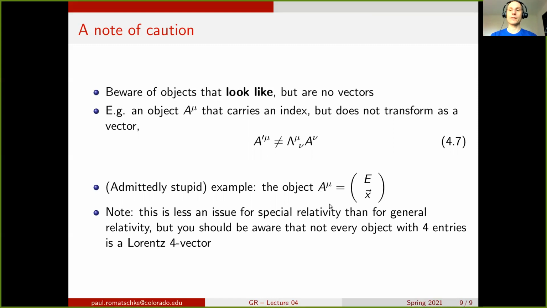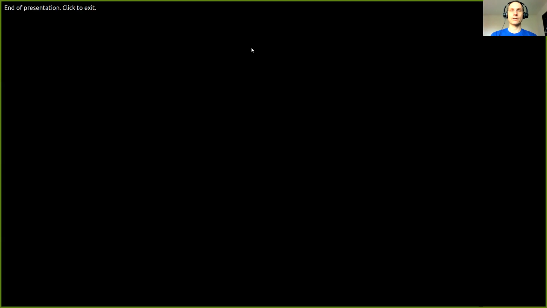But in general relativity, we'll be coming across things that have these properties. They could be confused with vectors, but actually are not. And this concludes the present lecture.